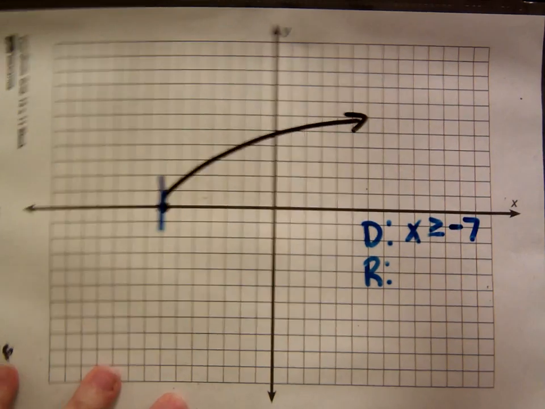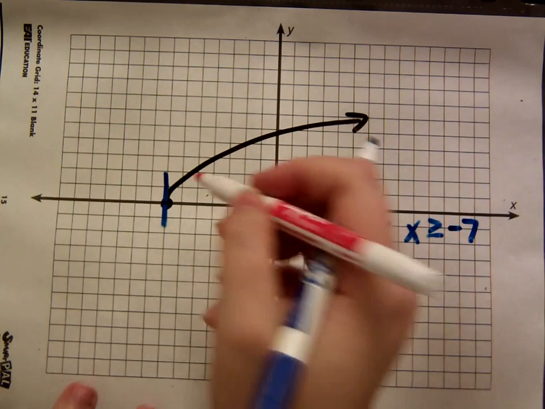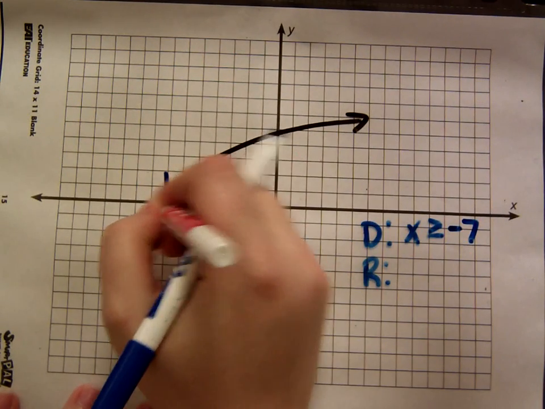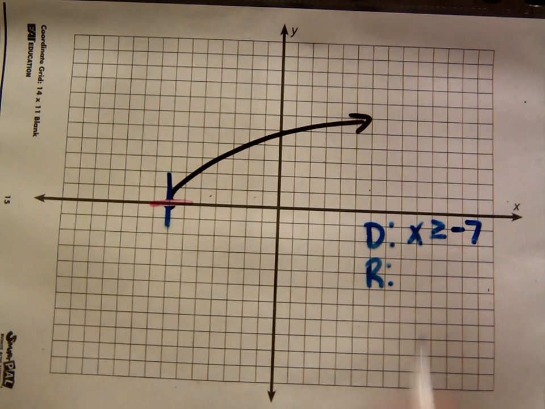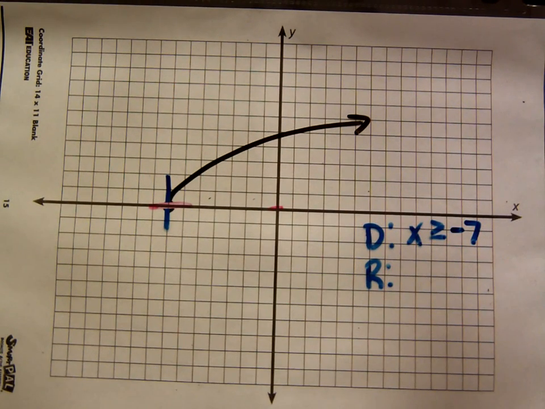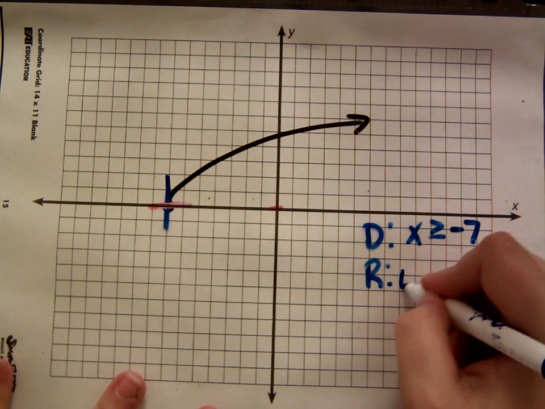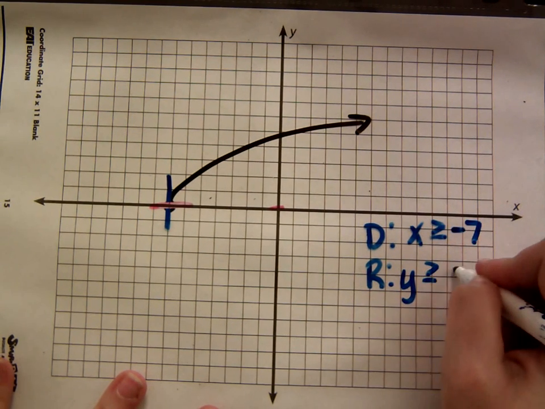For my range, well, the graph doesn't go below here. And on the y-axis, that's 0. So all my y values are greater than or equal to 0.